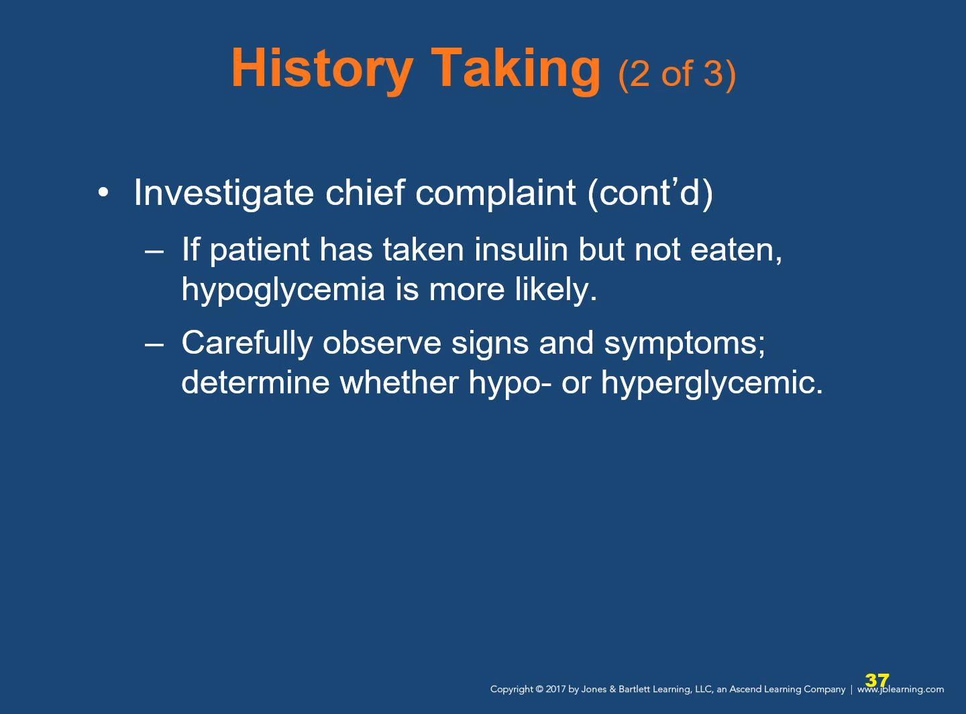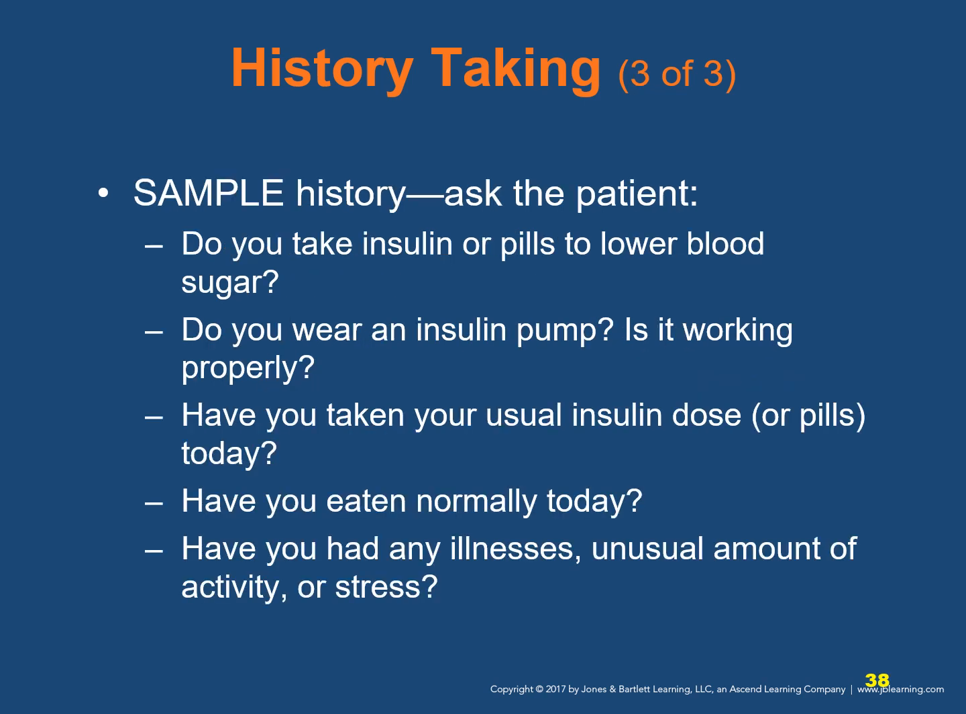History taking is important. If the patient has taken insulin but not eaten, hypoglycemia is more likely. Observe physical signs and symptoms to determine whether the patient is hyperglycemic or hypoglycemic. Obtain a SAMPLE history from a responsive patient, or a family member or bystander.